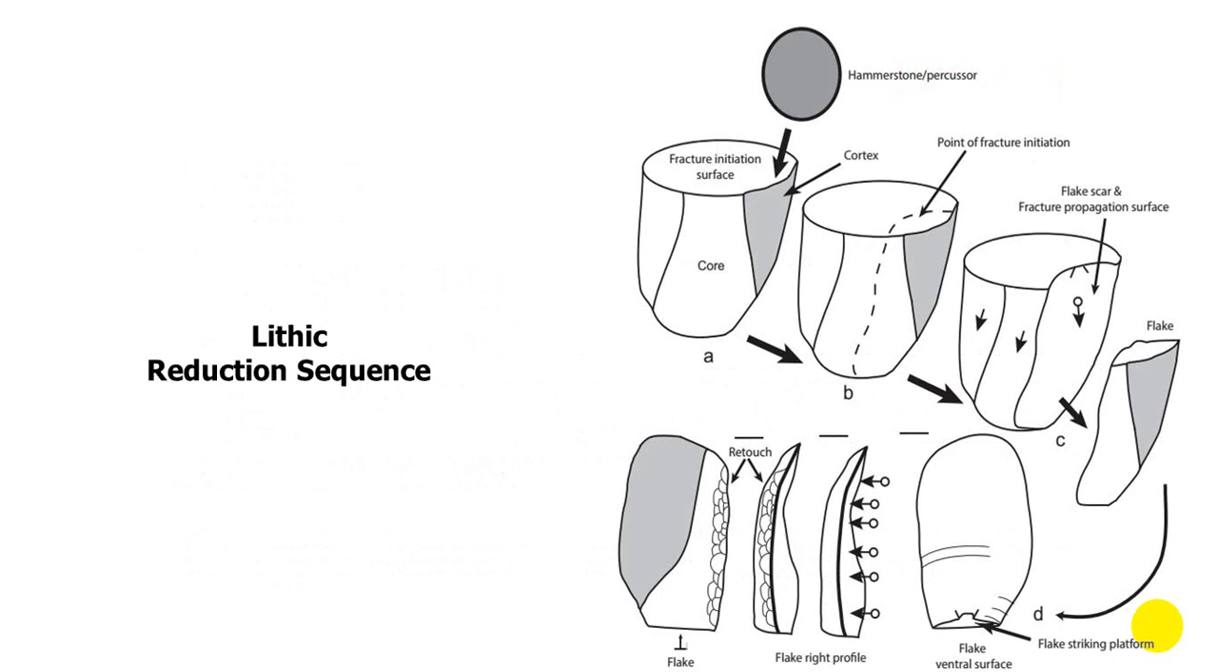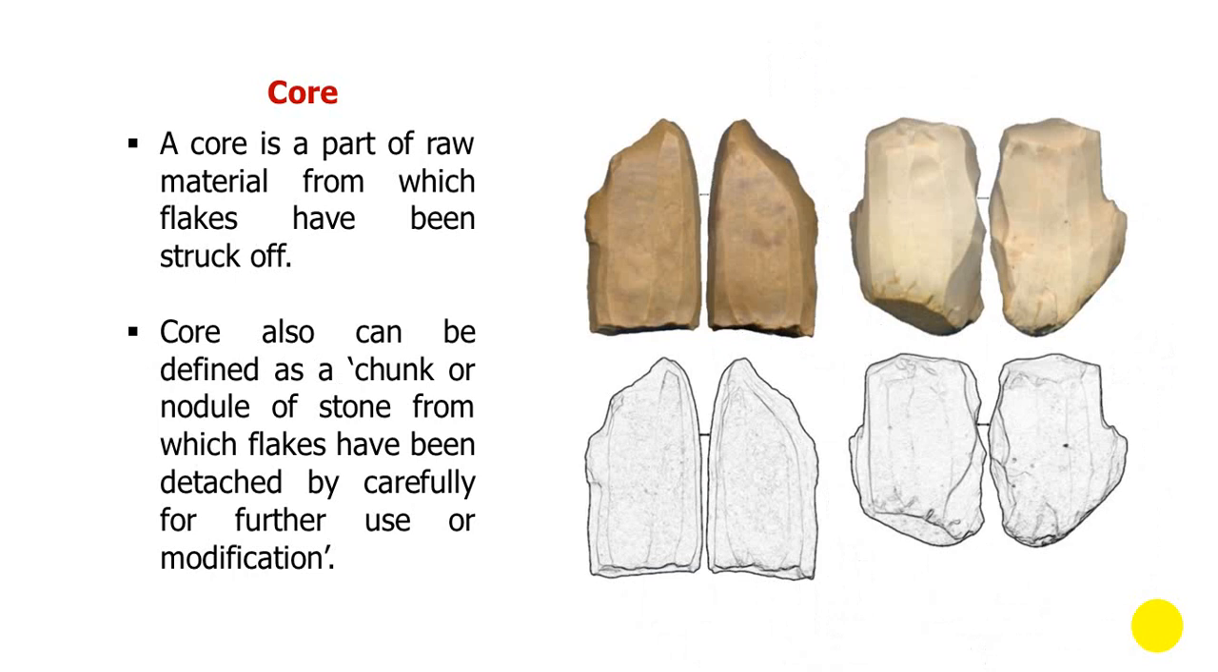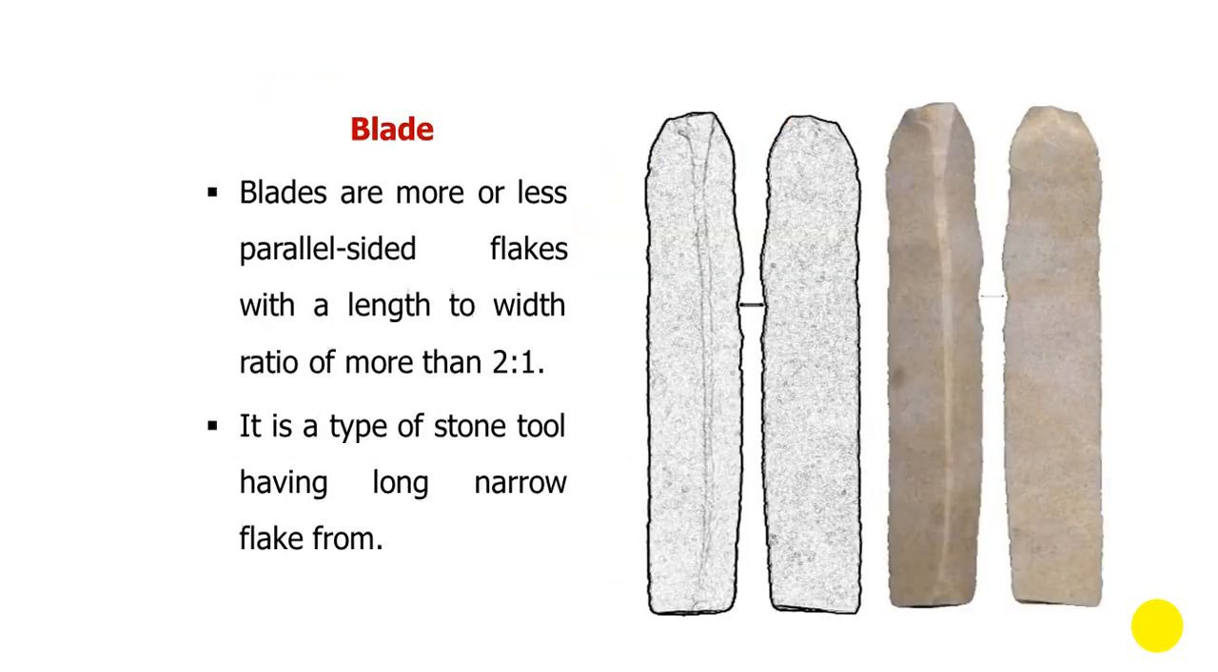This is the lithic reduction sequence, and you can see from a core tool how they make a flake or small stone tool. The first category of these stone tools is core, and core is a part of raw material from which flakes have been struck off. It can also be defined as a chunk or nodule of stone from which flakes have been detached carefully for further use or modification.